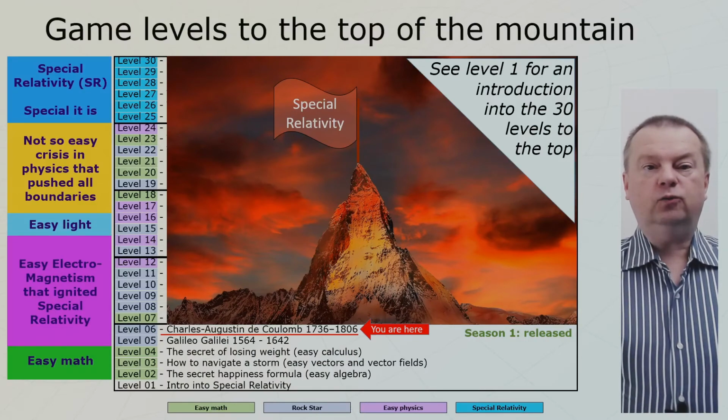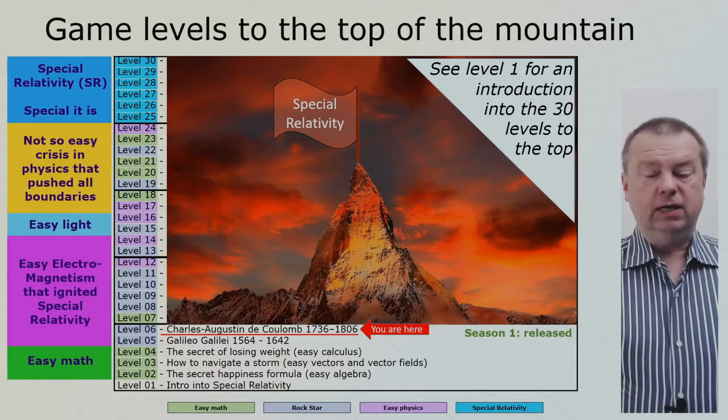Today we are going to talk about Coulomb. He did some experiments and found a formula for the electrostatic force. It's one of the many pieces of Einstein's puzzle, and we will look in detail about what it is all about.